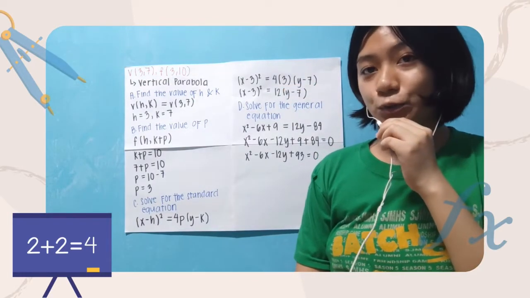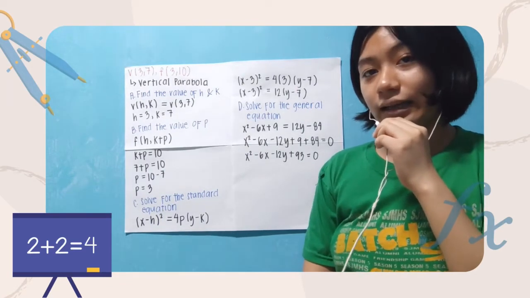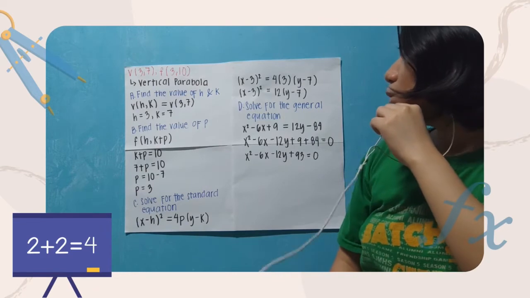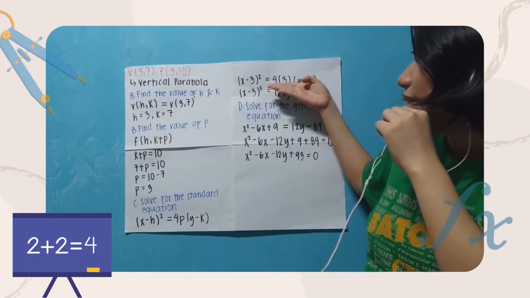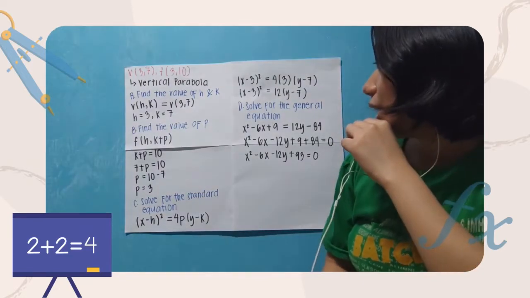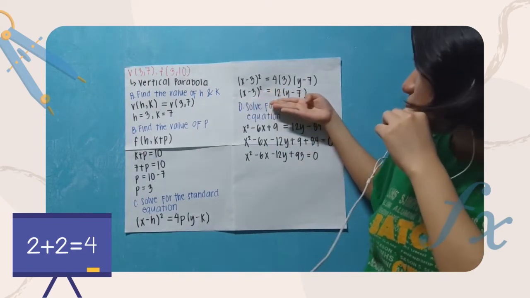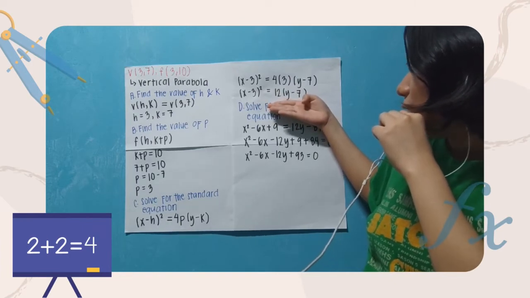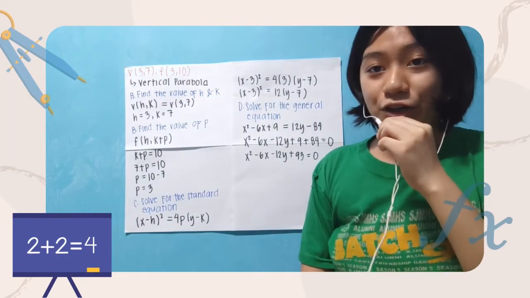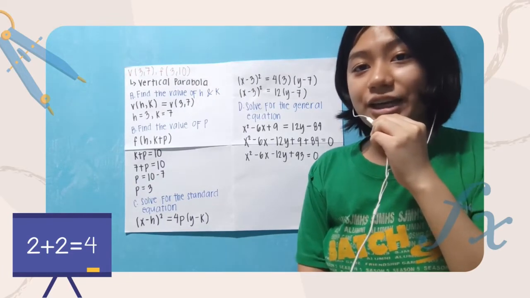Then we just need to perform the necessary operation to solve for the standard equation by multiplying 4 and 3. And that gives us the equation, the quantity of x minus 3 squared equals 12 times the quantity of y minus 7. And that is our standard equation. Now, we can finally solve for the general equation.